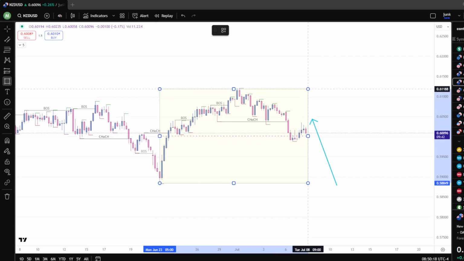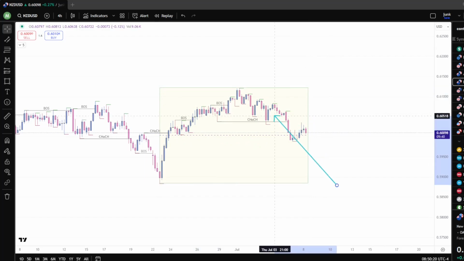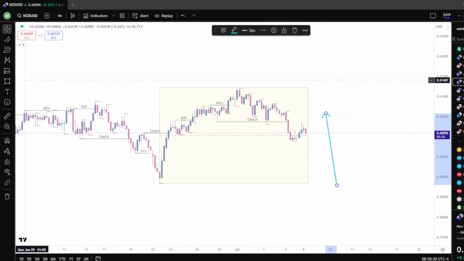Of course, it's a similar chart to AUD USD. Structure broke to the downside. This area of demand did not hold up. Well, now price stepped into discount. Buyers have reacted from that. This area of supply is in control.